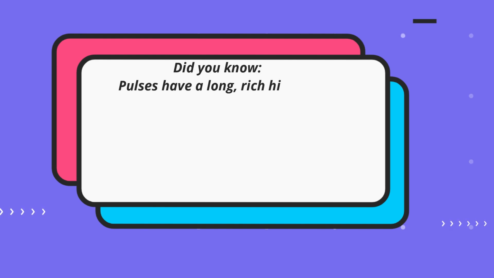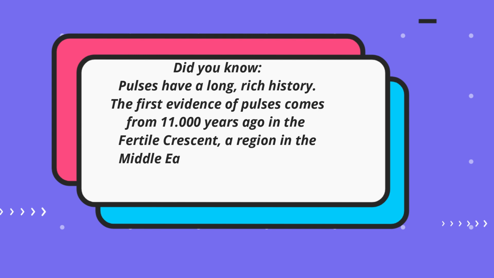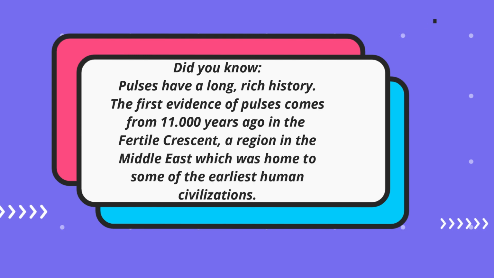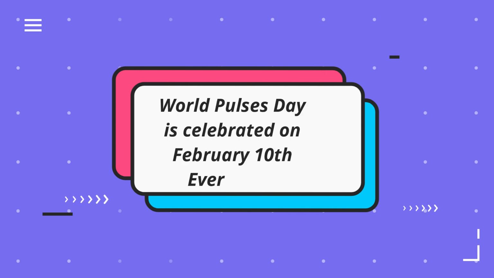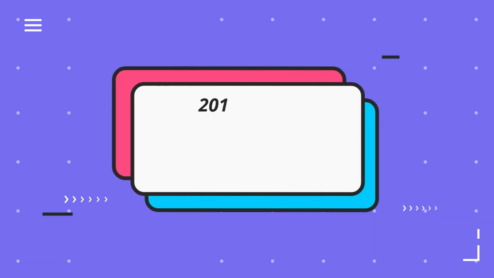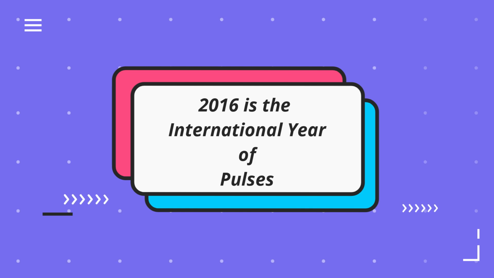Did you know? Pulses have a long, rich history. The first evidence of pulses comes from 11,000 years ago in the Fertile Crescent, a region in the Middle East which was home to some of the earliest human civilizations. World Pulses Day is celebrated on February 10th every year from 2019. 2016 is the International Year of Pulses.